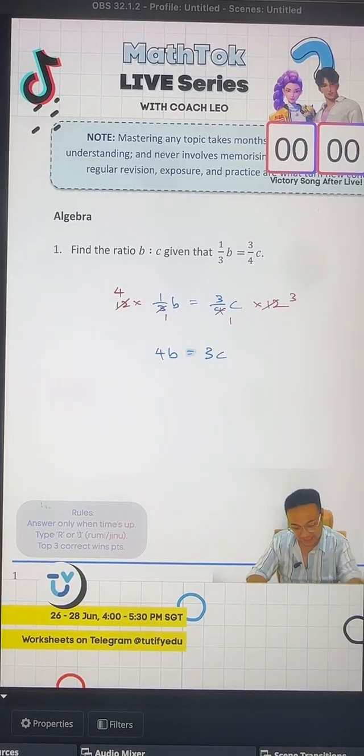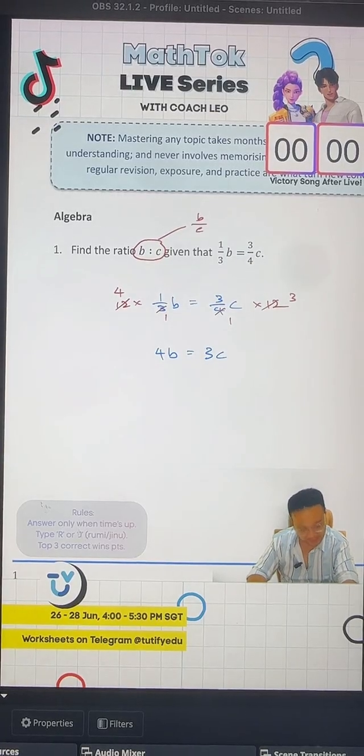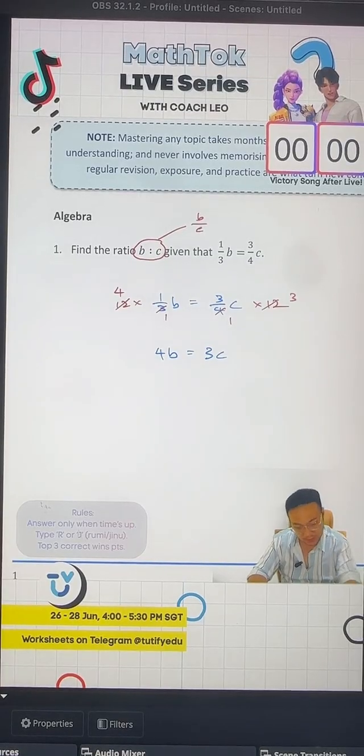And from here, how do I get the ratio B is to C? If you want to get the ratio B is to C, it would be great if you can get the fraction B over C first. Okay, if you can get B over C, you will be able to know the ratio B is to C. So let's write it down. How do we do that?